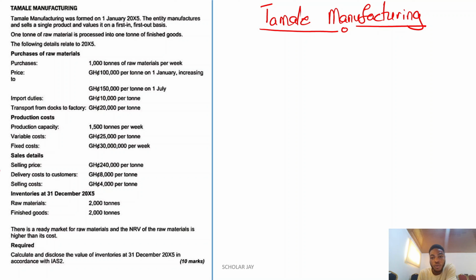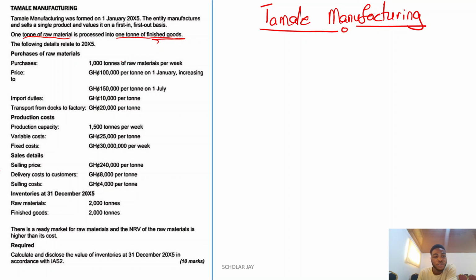Remember I mentioned FIFO in our previous video, right? 1 ton of raw material is processed into 1 ton of finished goods. So I'm here, this is very important. 1 ton of raw material is processed into 1 ton of finished goods. Okay. The following details relate to 20x5.